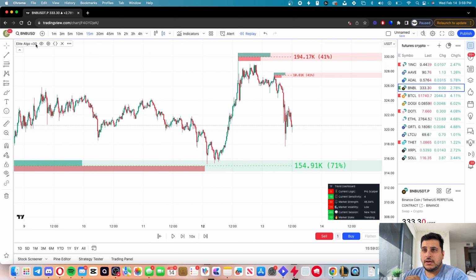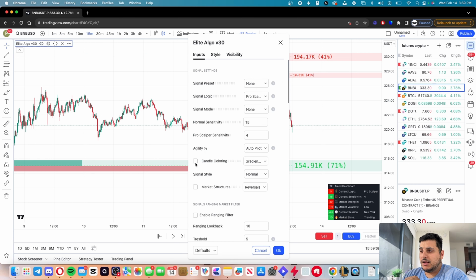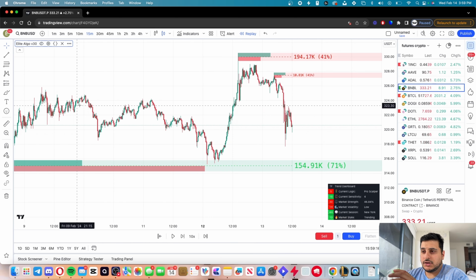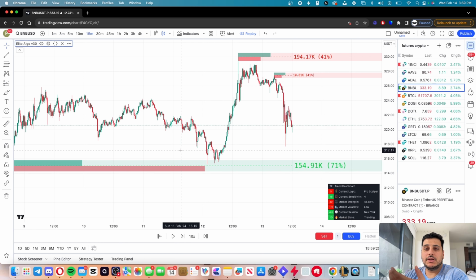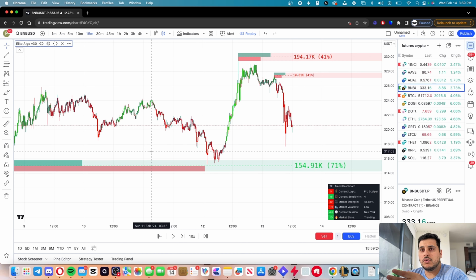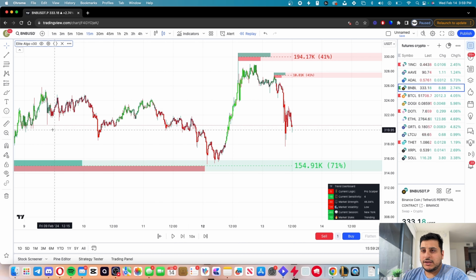So if we go back to the settings, this time we're going to turn on candle coloring. What's going to happen is that Elite Algo will change the colors of the candles and give you a much better idea of what's happening in the market. Is it bullish or is it bearish? This is exactly what we want to know right now when we're trading. So as you can see, Elite Algo changed the colors of the candles on the charts.